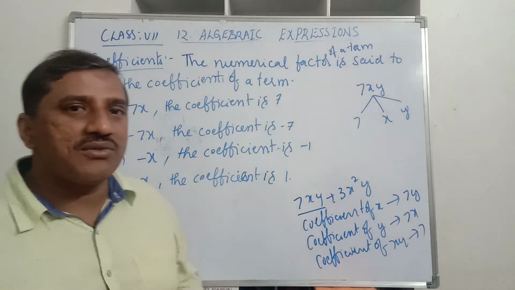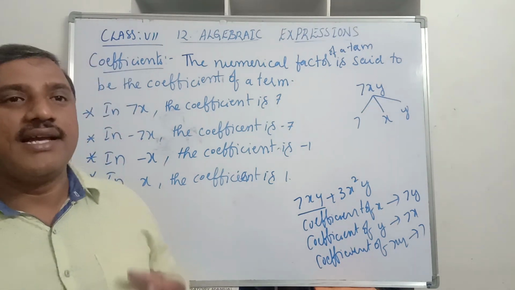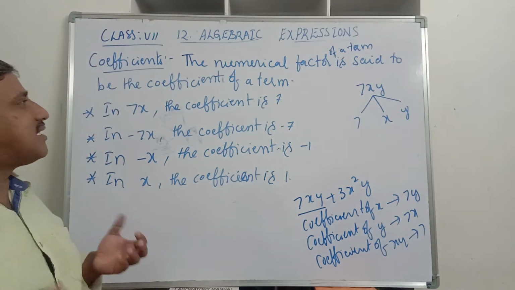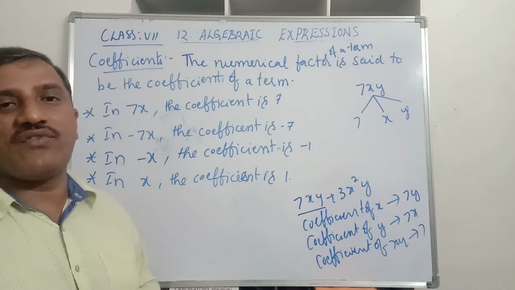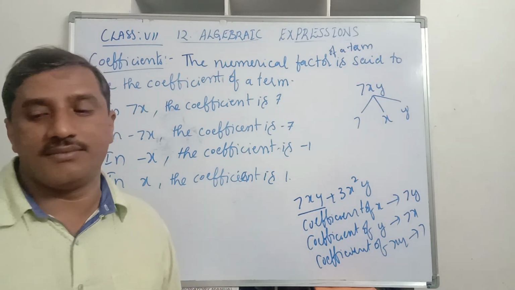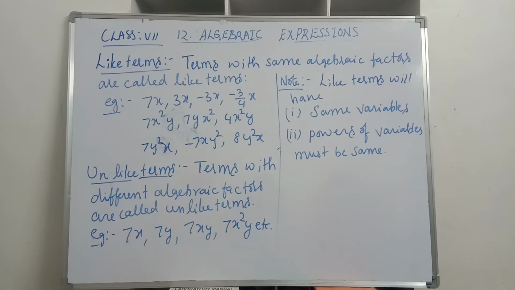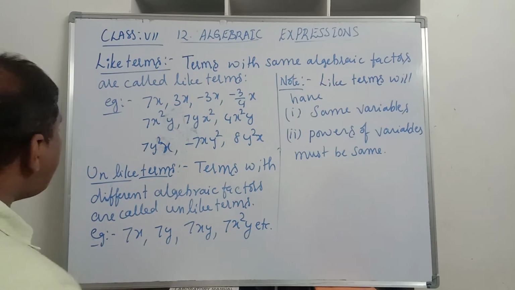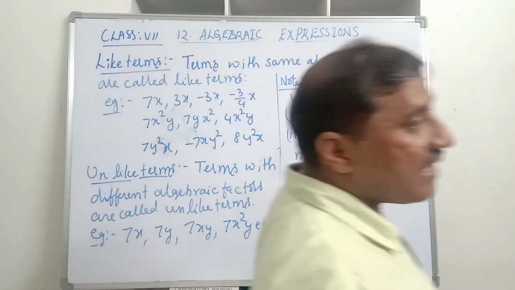If they have a negative sign, that negative sign we should consider for the coefficients. In general, the numerical factor of a term is known as the coefficient. After this, we'll discuss like terms and unlike terms, like fractions and unlike fractions.